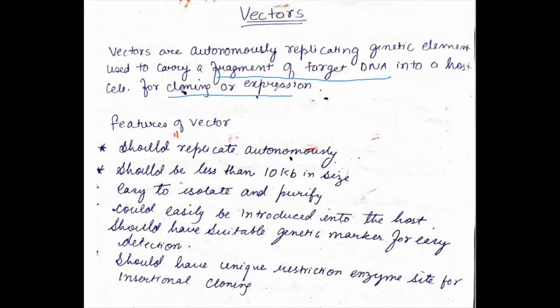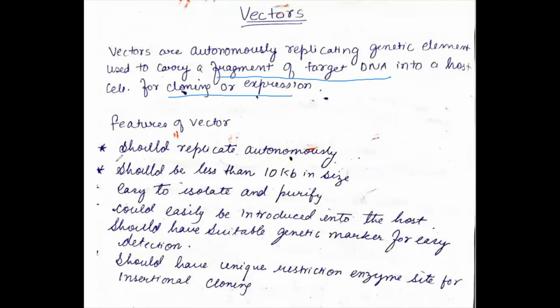Now, vectors should have an origin of DNA replication, which is also known as ORI, that functions in the host cell. So any extrachromosomal small genome like a plasmid, phage or virus can be used as a vector. What are the properties of a vector? Like, what do we look at in a vector when we have to use it?